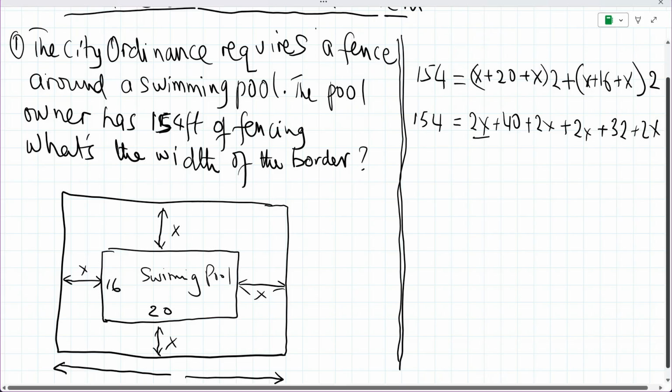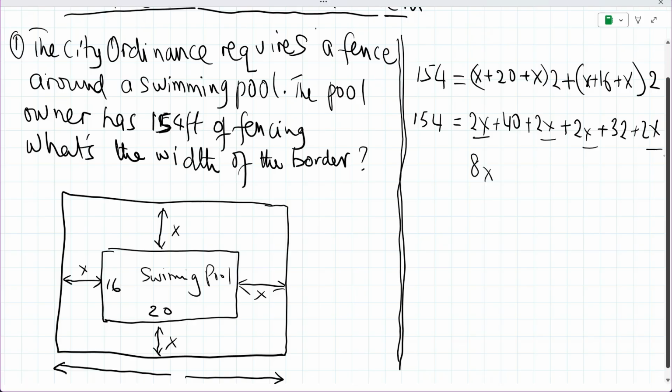We have 2x here, 2x here, 2x here, and 2x here, which will give us 8x. And we've got 40 here and 32 here. So this gives us a total of 72. And all this is equal to 154.